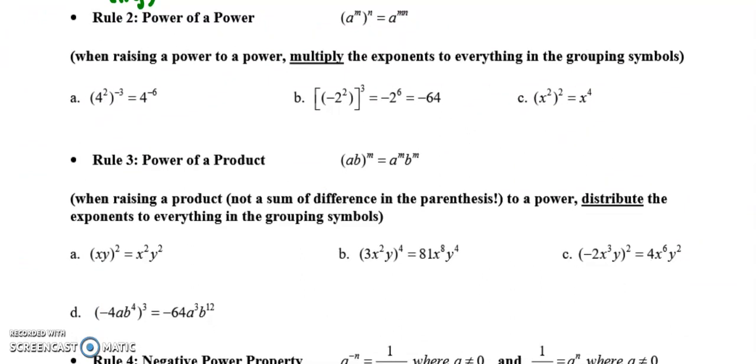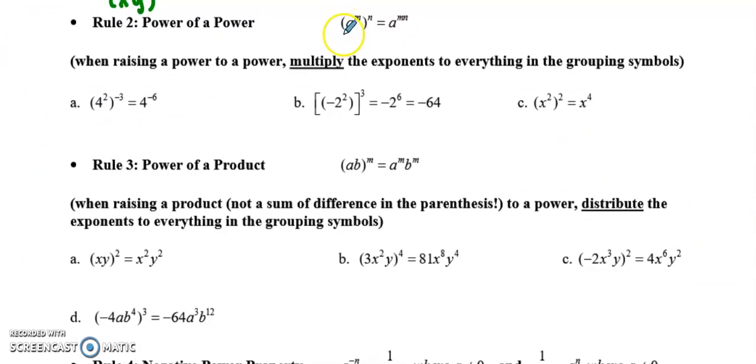Now our second rule is the power of a power. What that means is if you have a base that already has an exponent, and then you're raising it to a power, which means you have an exponent raised to an exponent, what you're going to do is multiply those two exponents together. So when you raise a power to a power, you're going to multiply the exponent to every single solitary base inside the grouping symbol.